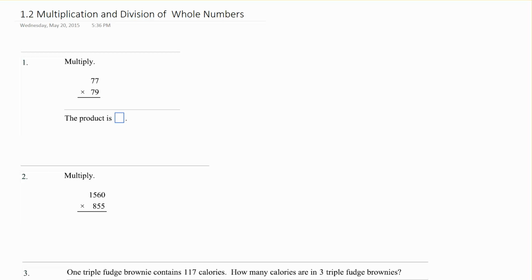Okay, this is lesson 1.2. We're going to be multiplying and dividing whole numbers. And it is absolutely fine for you to have a calculator handy and to do this multiplication on a calculator. In fact, I'm going to.